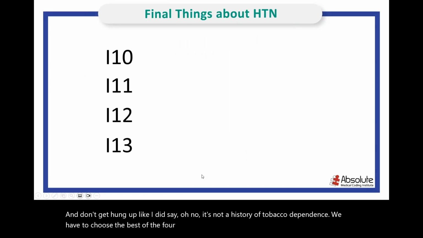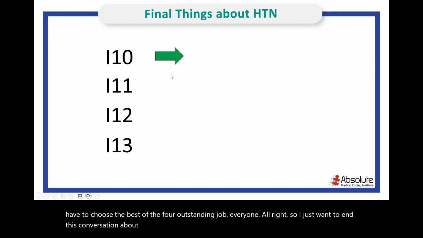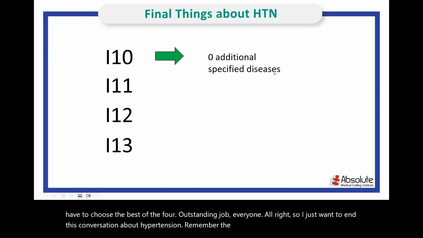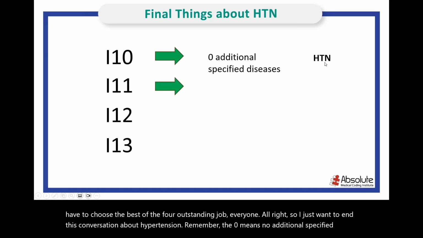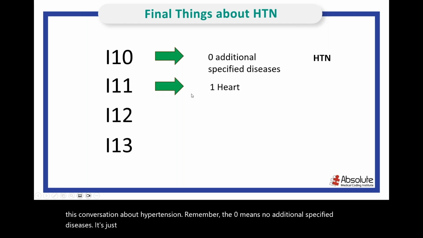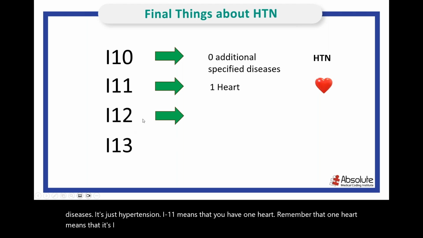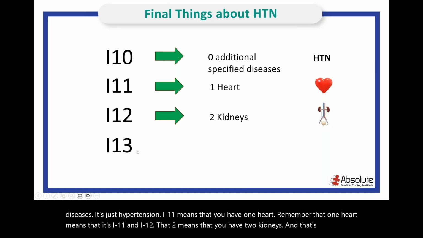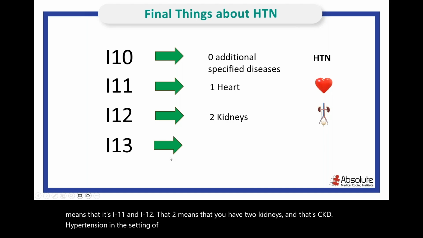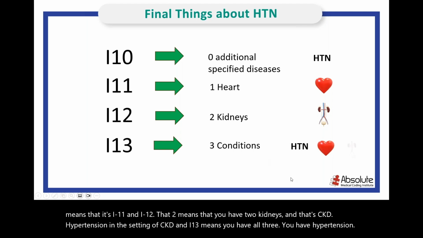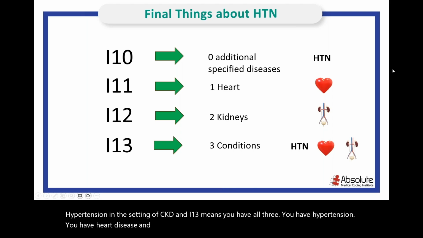Outstanding job, everyone. All right, so I just want to end this conversation about hypertension. Remember, the 0 means no additional specified diseases. It's just hypertension. I11 means that you have one heart. Remember, that one heart means that it's I11. And I12, that 2 means that you have 2 kidneys, and that's CKD. Hypertension in the setting of CKD. And I13 means you have all 3. You have hypertension, you have heart disease, and CKD.